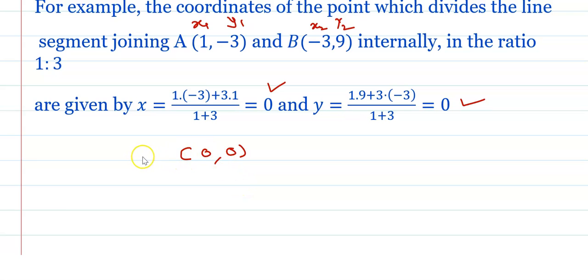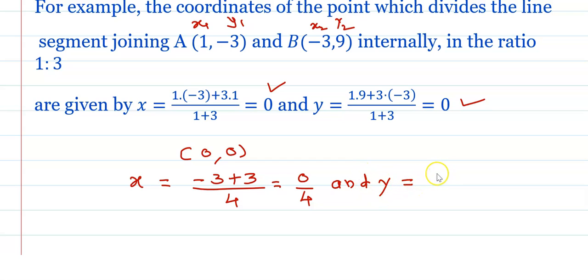Simple multiplication is there. That is x equals minus 3 plus 3 upon 4, that is 0 upon 4. And what about here? That is y equals 9 minus 9 upon 4, and that equals 0 upon 4. Overall here is a 0, and this is also 0. So that is the section formula for the internal division.